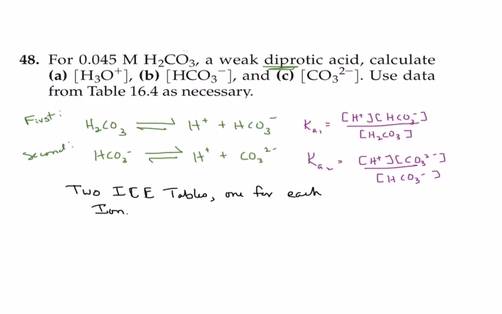So 2 ice tables, because the first one is in equilibrium too. One for each ionization, because it's a weak acid. Don't forget the common ion effect. The H pluses that are created in the first ionization need to show up as a common ion in the second ionization. I think that's the only common ion you're going to run into.